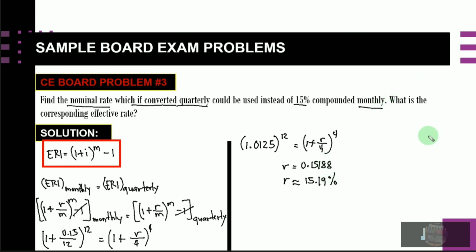So this is our nominal rate in the problem for the quarterly. Since our R is for the quarterly, this is our answer to the first question.